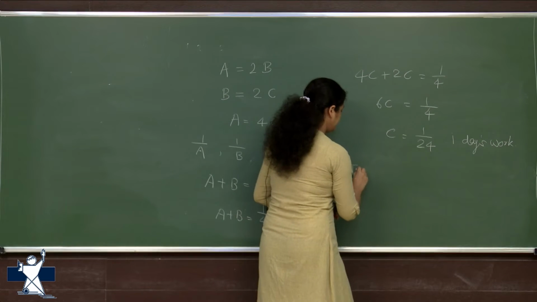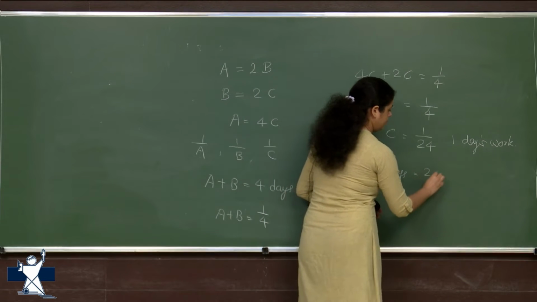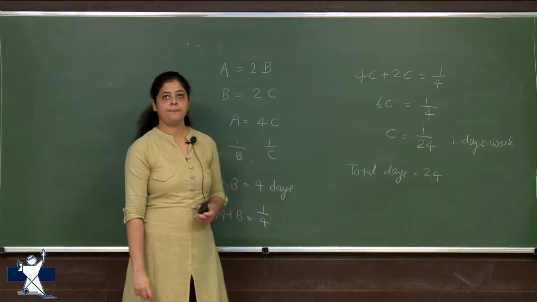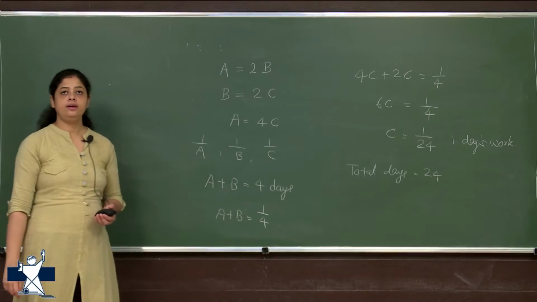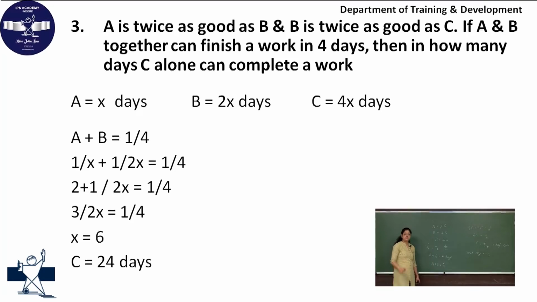So total days will be 24. So C alone will take 24 days to complete the work. Same thing, अगर आपको x 2x में दिक्कत हो रही है तो let it be, you put C only.